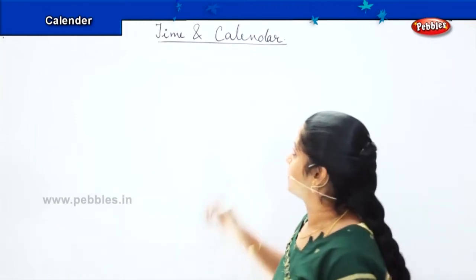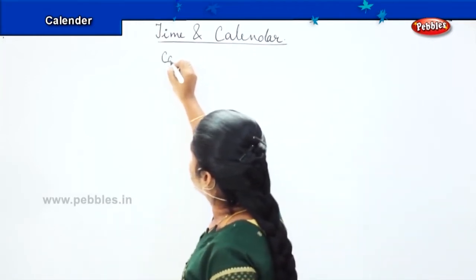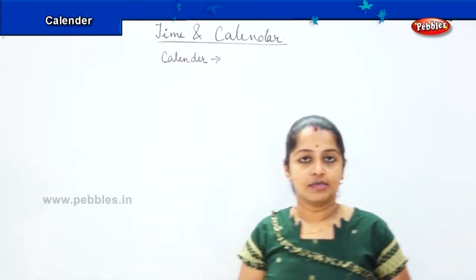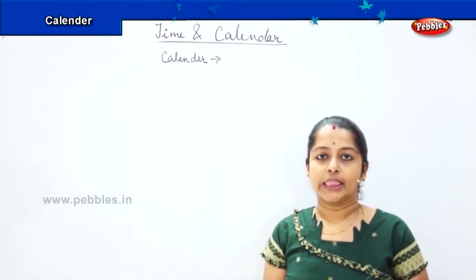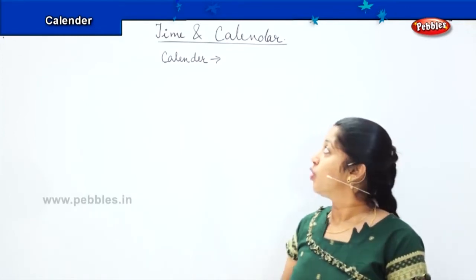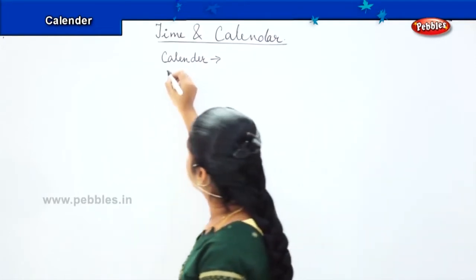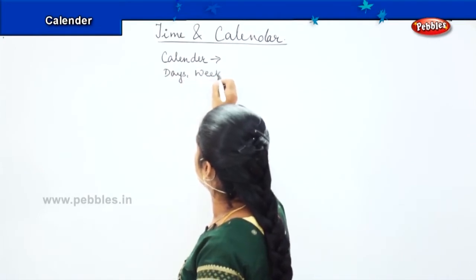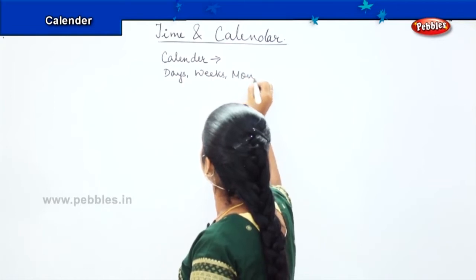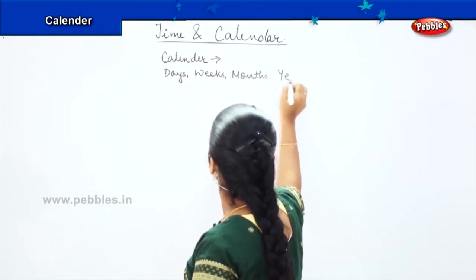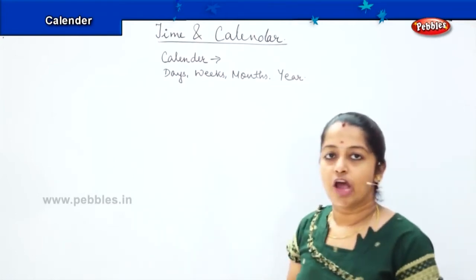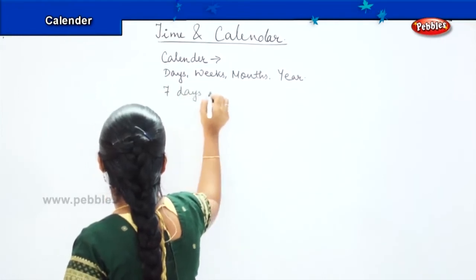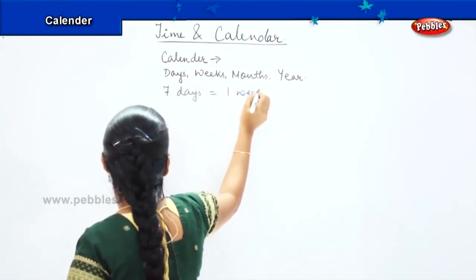Okay. Here it is. So now, what do you mean by calendar? Calendar is the systematic summation of the numbers. Yes. So based on calendar, we are able to calculate the days, weeks, months, and year. Right. So how many days in a week? So there are 7 days in a week, right?